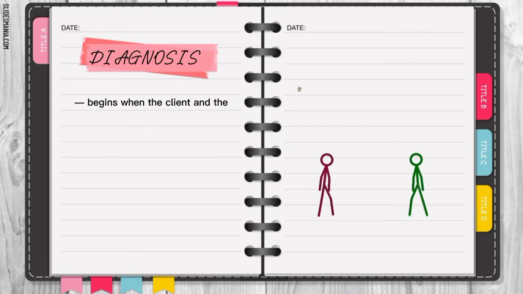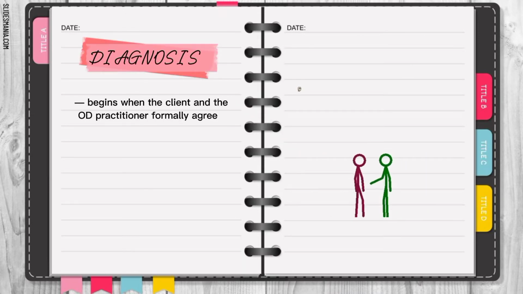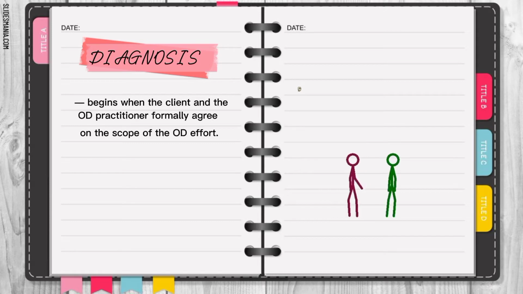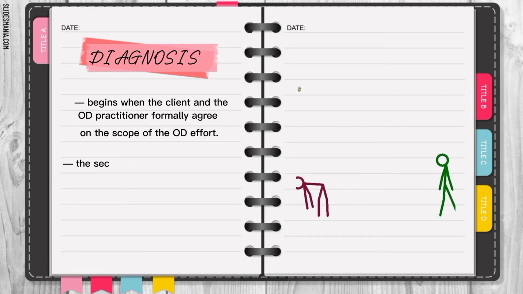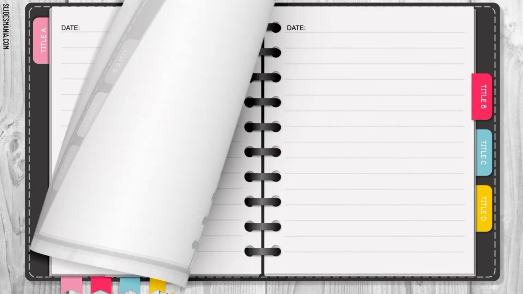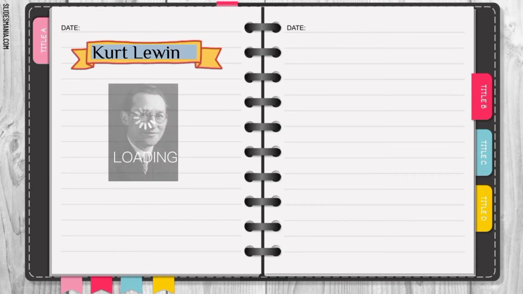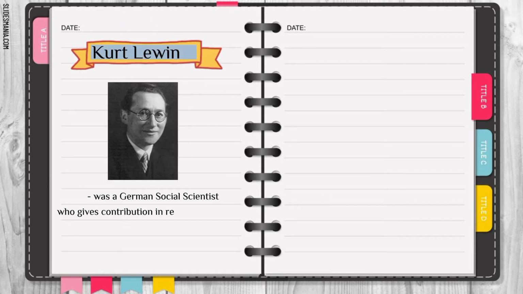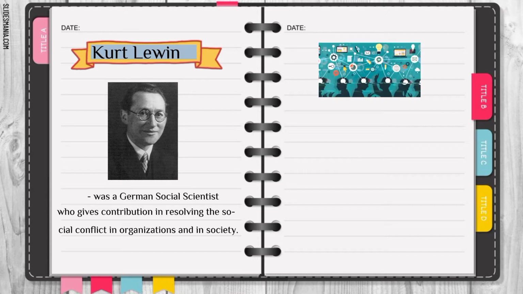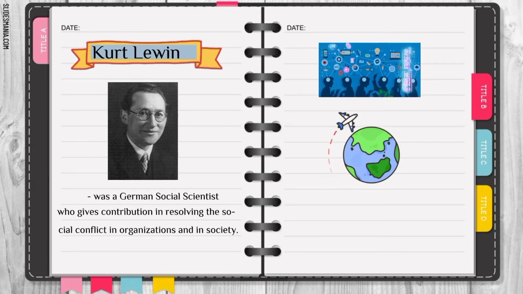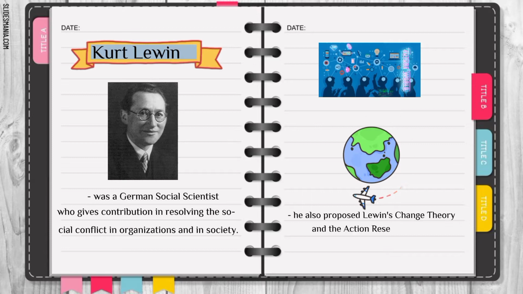Diagnosis begins when the client and the OD practitioner formally agree on the scope of the OD effort. It is the second step of the OD cycle. Kurt Lewin was a German social scientist whose contributions in the field of change management were influenced by his interest in resolving social conflict in organizations and in society. He proposed Lewin's change theories and the action research model.